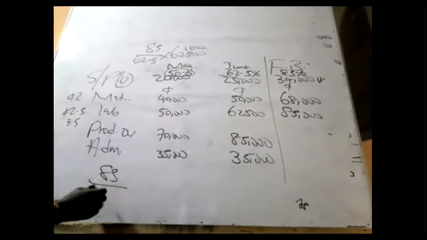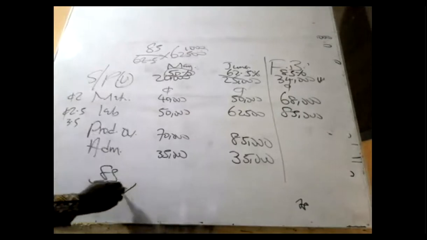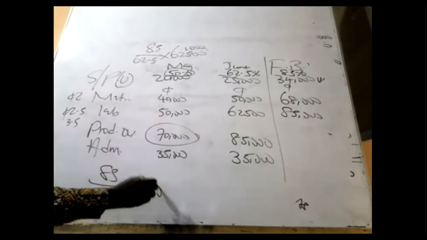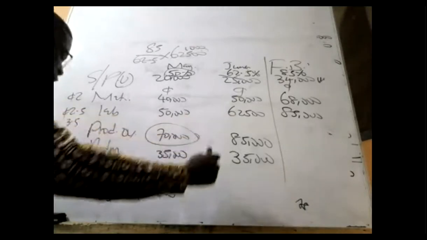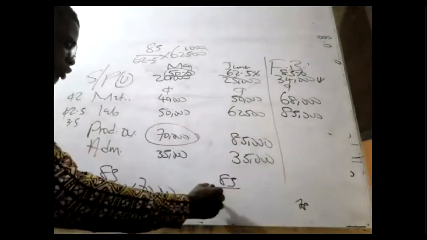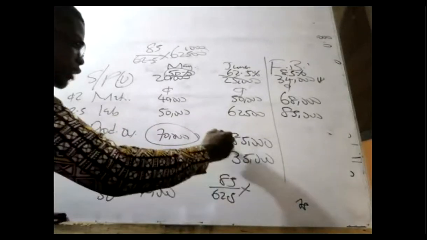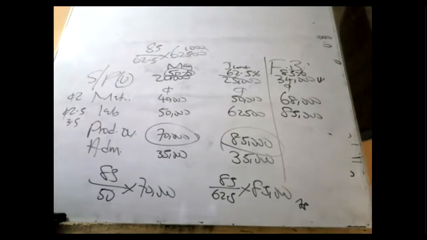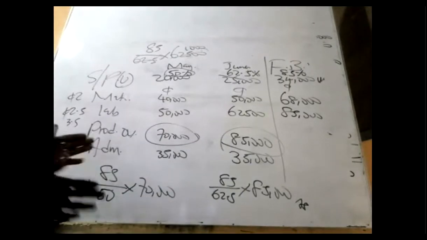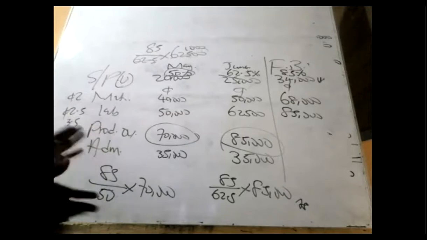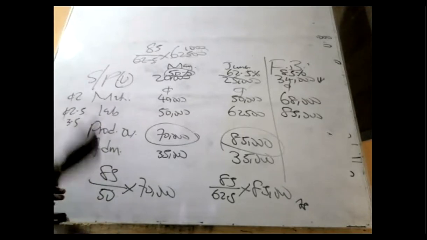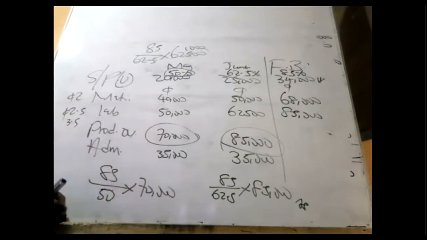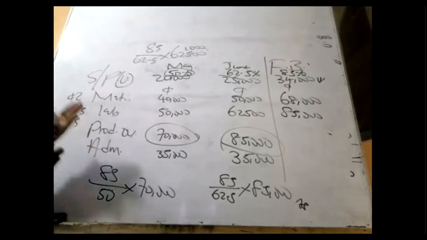I'll find 85% of 62.5 times this figure, 70,000, and compare it with the answer that I'll get here. These two answers should give me the same figure. But if they are not the same, that means they are semi-variable. I have used the unit to test, and I've also used the percent. These answers will not be the same. That shows that they are semi-variable. How do you treat semi-variable costs?